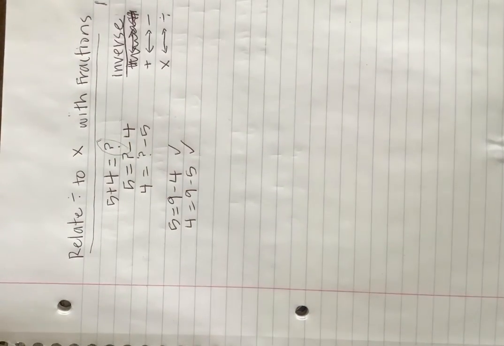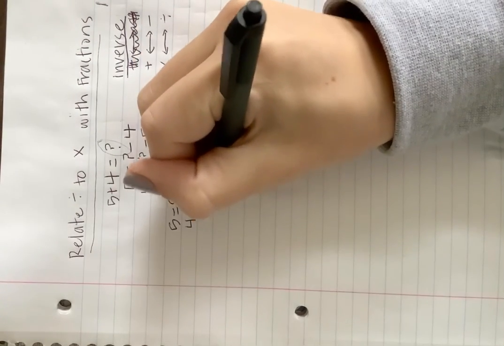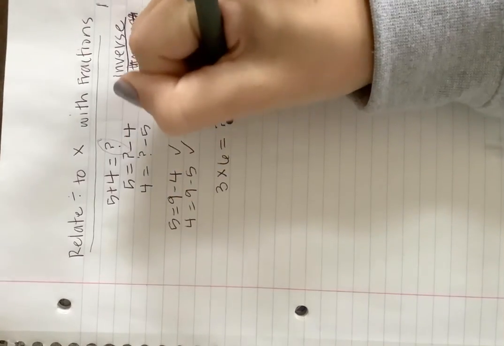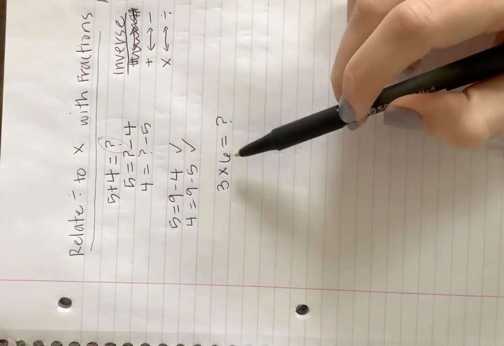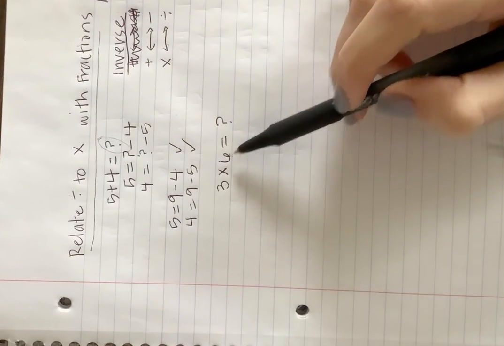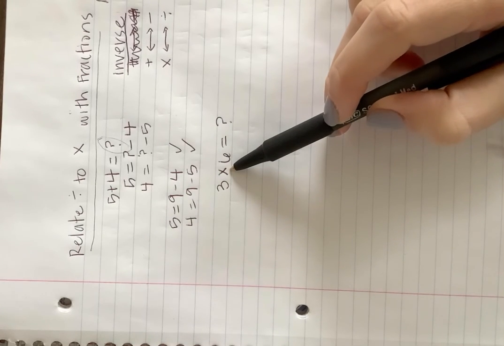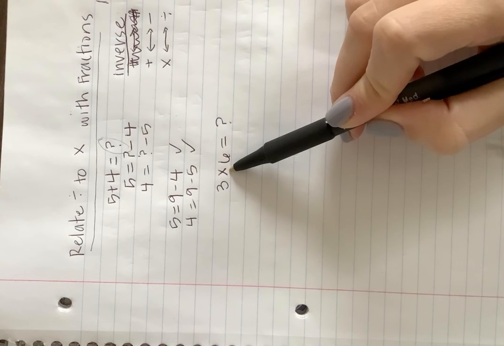So same thing with multiplication. Let's say I have 3 times 6 equals question mark. If I want to get this 6 to the other side, I have to change the sign to the opposite of multiplication.